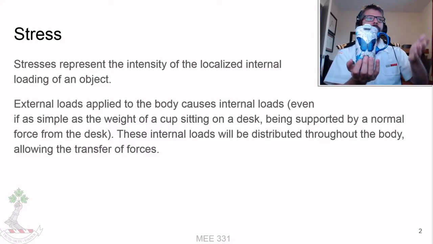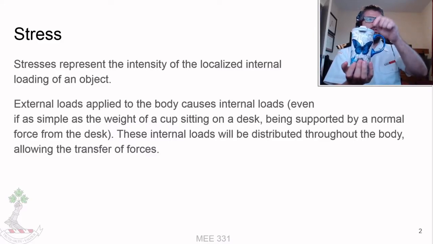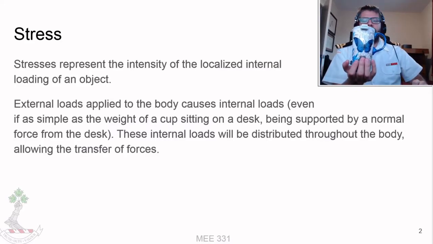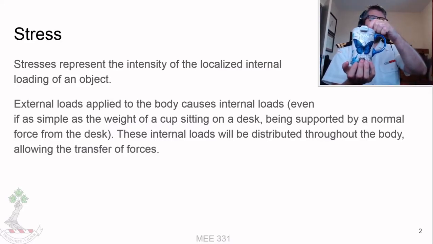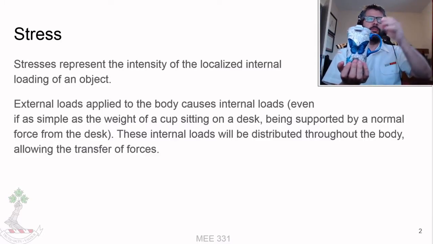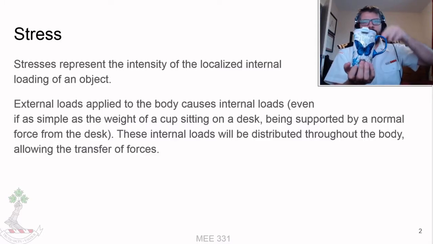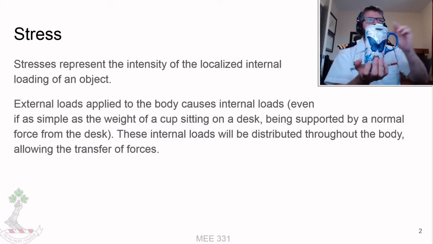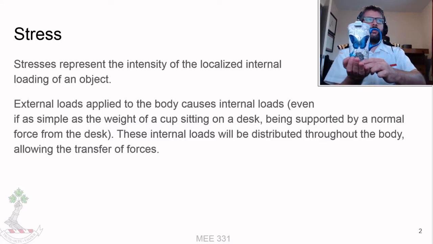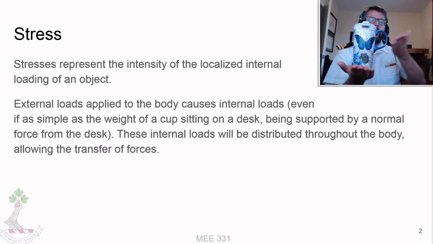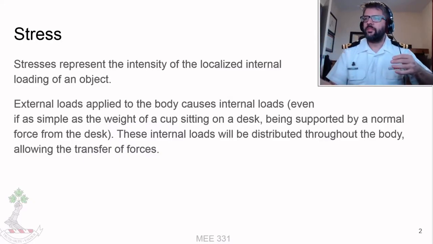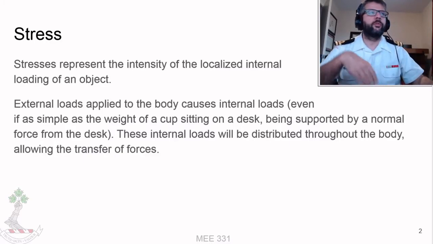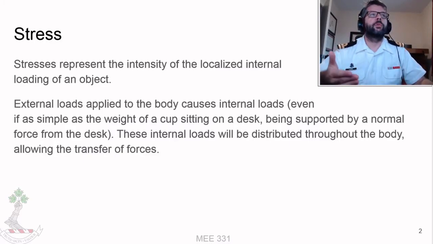the fact it's a relatively rigid structure means that the atoms at the top are going to want to fall down, but they're resisted by the rest of the structure. So they push down on the atoms beneath it, which push down on the atoms beneath it, and so on and so forth, which means that the internal load is going to be increasing as we get further down. And then when we get to the bottom, it's supported by a normal force from my hand in this case, or a desk, or what have you. Those internal loads get distributed throughout the body, which allows the transfer of forces.